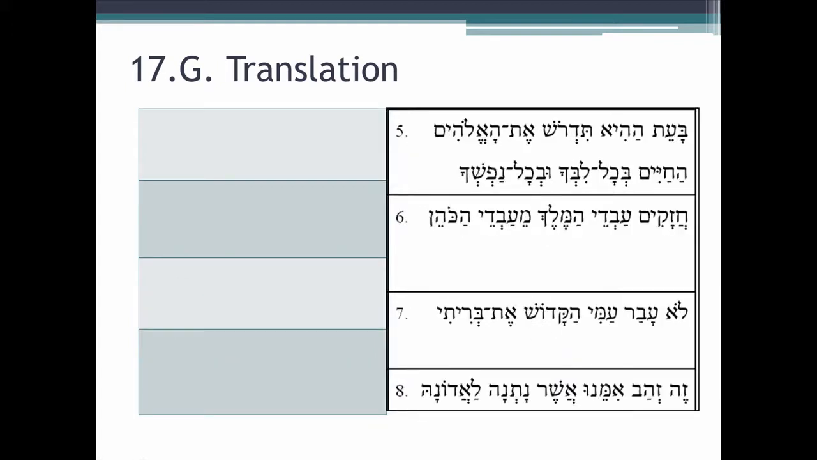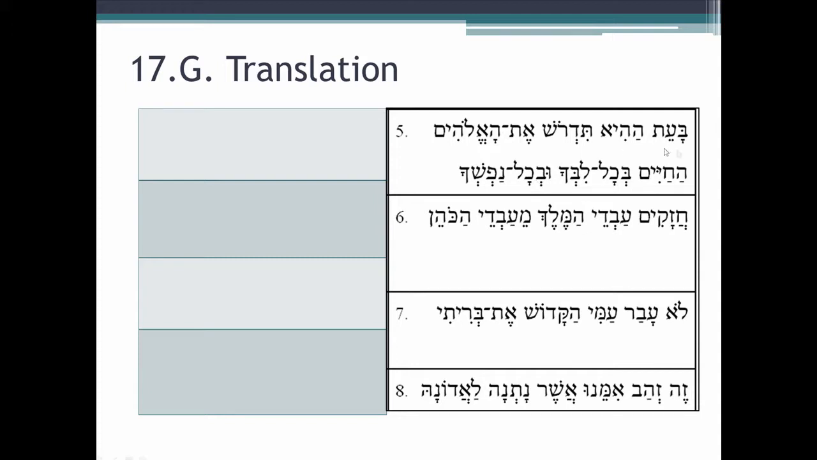Number 5, ba'et hahi tidrosh et ha'elohim ha'chaim bekol levavcha uvkol nafshecha. A number of things here. Let's go for the verb first. Again, a little difficulty here because we don't have our verb right up front. We have here tidrosh is the first thing we can recognize as a verb. Is there a prefix? Yes, because we know our lemma is darash. We know et ha'elohim, here's a direct object marker with the direct object, and so on and so forth.